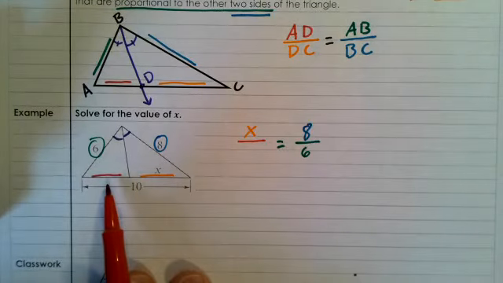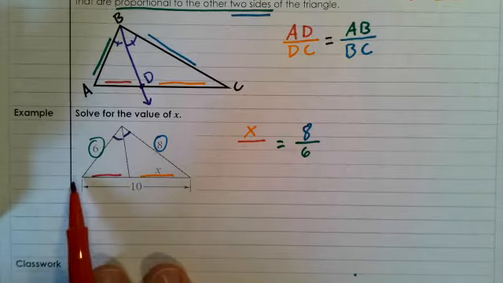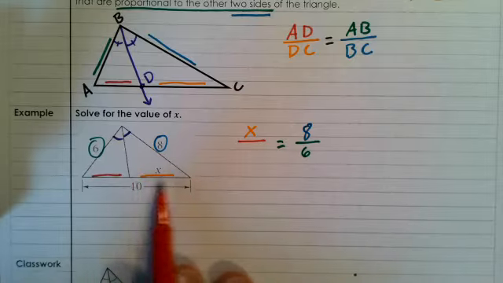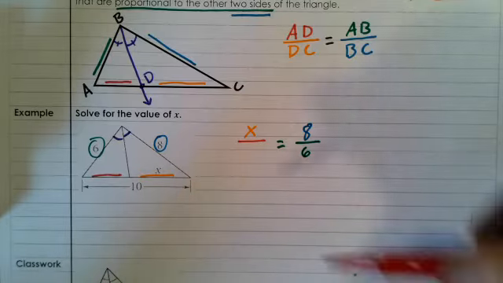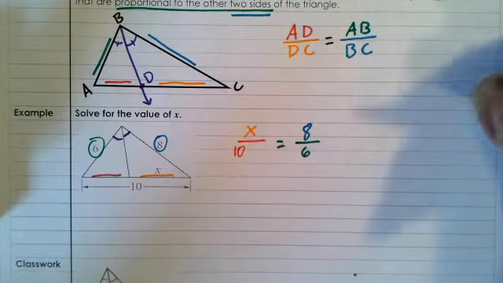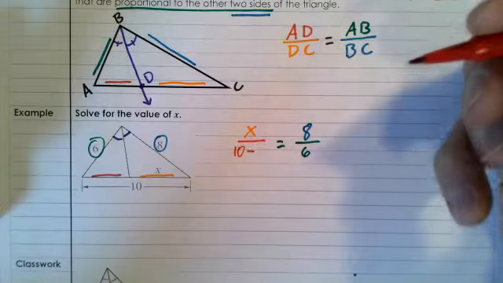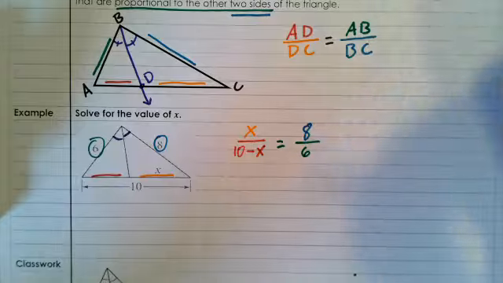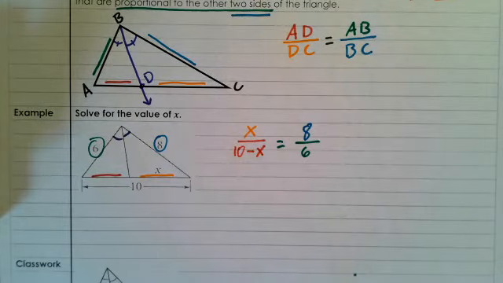Now this red piece here is a little tricky because I don't have a number there, but I know this whole length is 10, and some of it got used up by that orange piece. So the whole length on the bottom is 10, but I don't want to use the whole length on the bottom. I've got to take away however big x is. I don't know how big x is, so I'm just going to write x. So I've got 10 minus x equals 8 over 6.